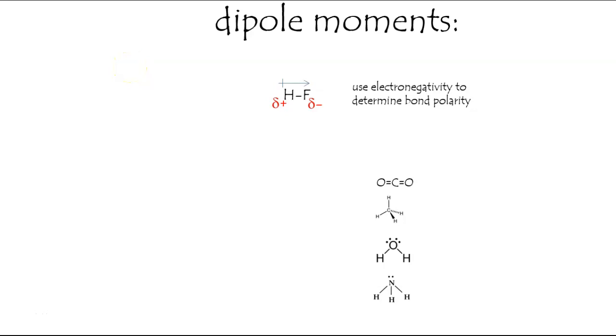Let's have a look at dipole moments. This is Dr. B, and this gives you an idea of the polarity of a substance. It's a measure of the electronegative nature of one atom compared to another. I mean, fluorine is far more electronegative than hydrogen, therefore this is a highly polarized substance. It would have a very high dipole moment.